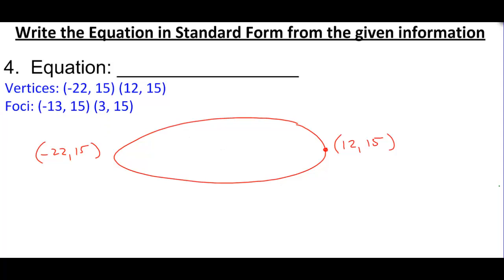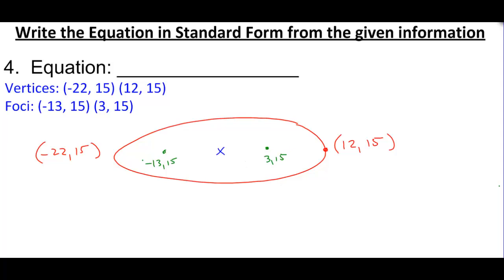And I know my center is going to fall right in between those, but I was also given the focal points, which is at 3, 15. Oh, and that should be horizontally the same as these, so I'm going to put one at 3, 15. And then I know I also have one at negative 13, 15. And that'll help me find the c values.